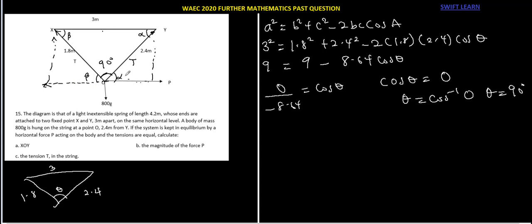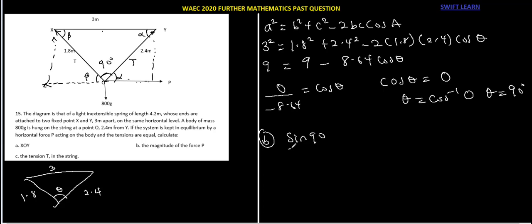You have to resolve this T in horizontal and vertical components, then sum up all the forces in an equilibrium format. They say they are kept in equilibrium. So first thing is to get my angle theta, and I'll be using sine rule. So now I'm moving to getting B. I'm going to be using sine rule. So what does sine rule say?